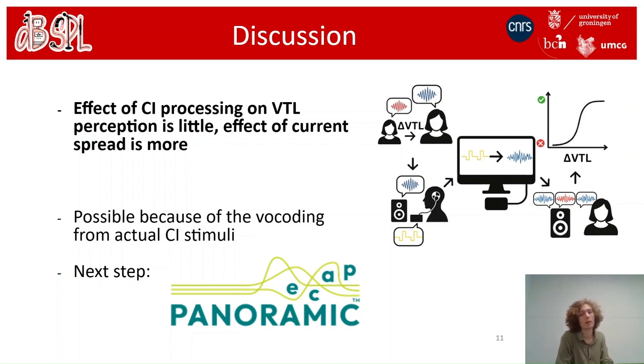A possible next step would be to make use of a new toolbox that was recently released, panoramic ECAP, which supposedly measures the nerve response from a cochlear implant by a cochlear implant. This would be very useful to see what the effect of current spread on VTL perception actually is, to also in the end get an idea of why this VTL is not used by cochlear implant users for certain tasks.